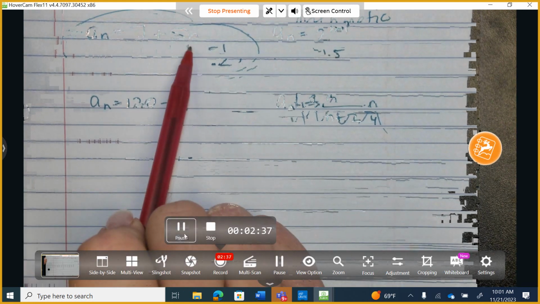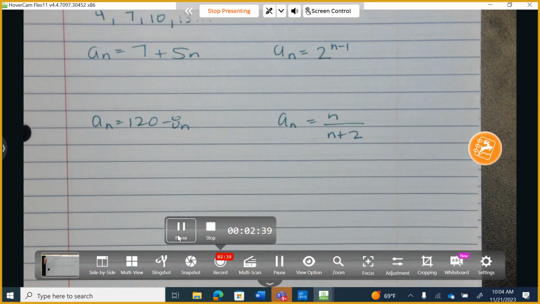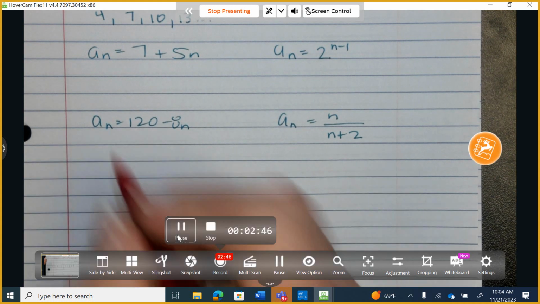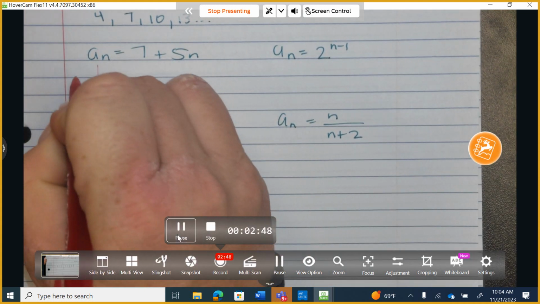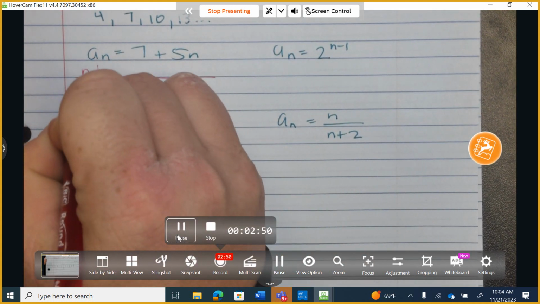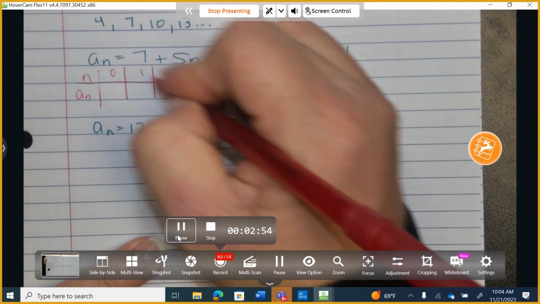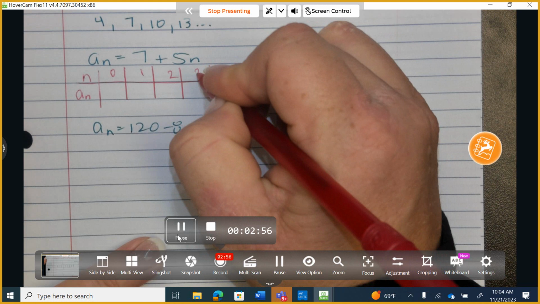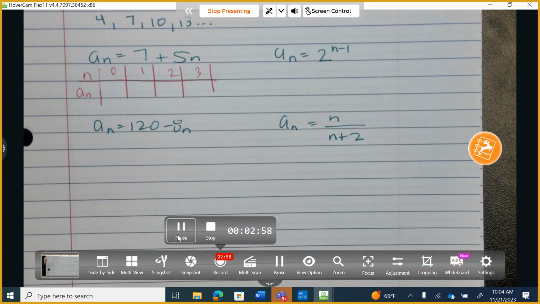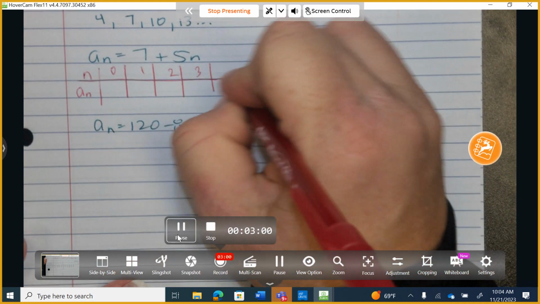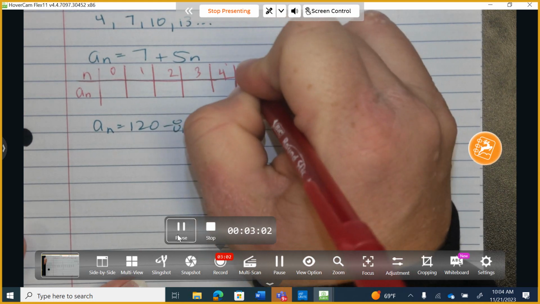Okay, so we're going to list these. I'm going to go back to your packet. Does it tell you to start with n equals 1 or n equals 0? He doesn't tell you. So let's just make a little list here. This is my input, and this is my output. I'm going to teach you a really lazy way to do this. Does it tell you how many terms you're supposed to list? 5.